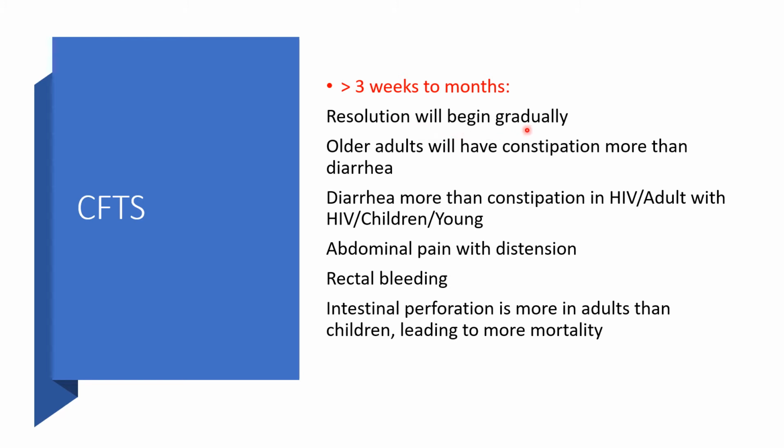Remember, the fever will also be stepwise, step ladder, as if you are climbing up. So resolution will also be as if you are descending, coming down gradually. Older adults will have constipation more than diarrhea. But younger people, children, and adults with HIV, everyone with HIV, will likely have more diarrhea than constipation. So abdominal pain might be present with distension, and there may be rectal bleeding.